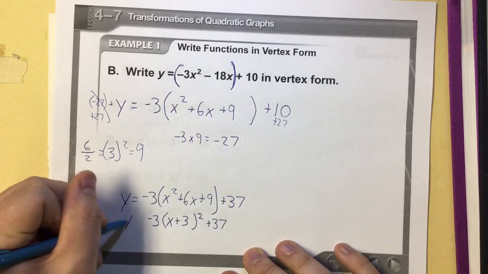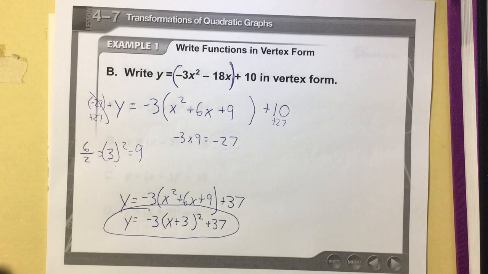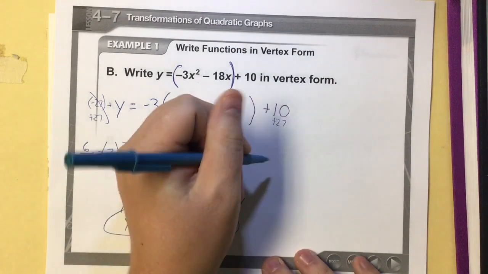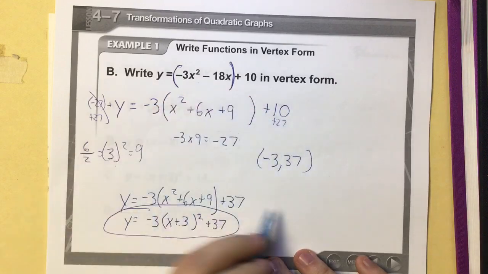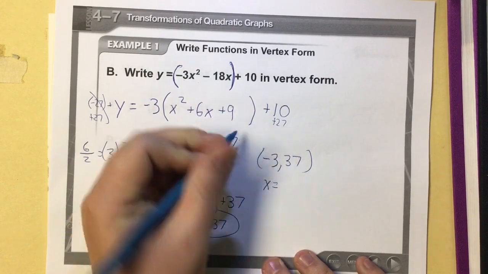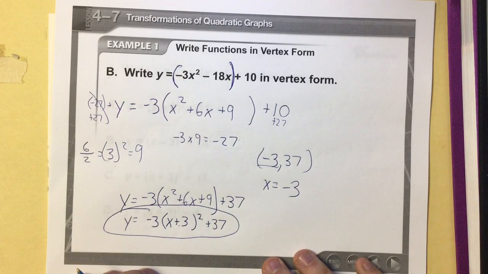Everything else is still there. So that is my equation in vertex form. My vertex would be -3, 37. The ordered pair -3, 37. That's my vertex. My axis of symmetry is always x equals the x-coordinate of that vertex, so x equals -3.